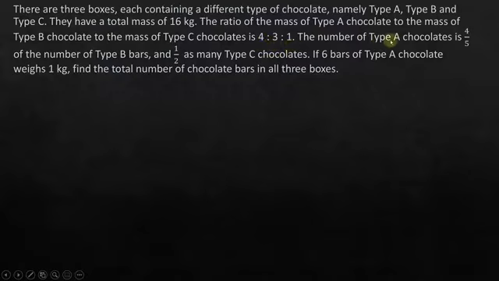Here, the number of type A chocolates, just take a clear look here. This is the number. It talks about the number of chocolates. Previously, this was about the mass of the boxes. The number of type A chocolates is 4/5 of the number of type B bars and half as many type C chocolate bars. If 6 bars of type A chocolate weigh 1 kg, find the total number of chocolate bars in all three boxes.